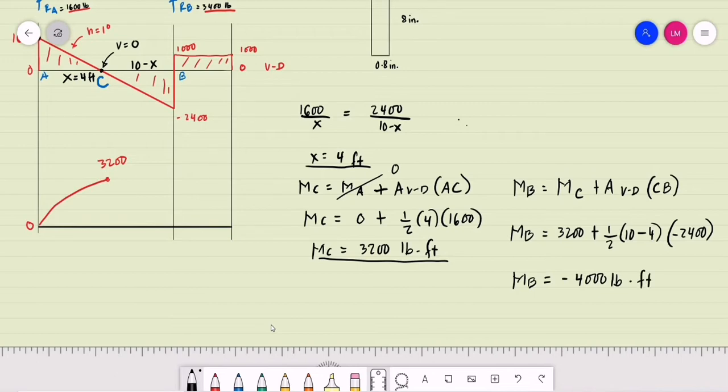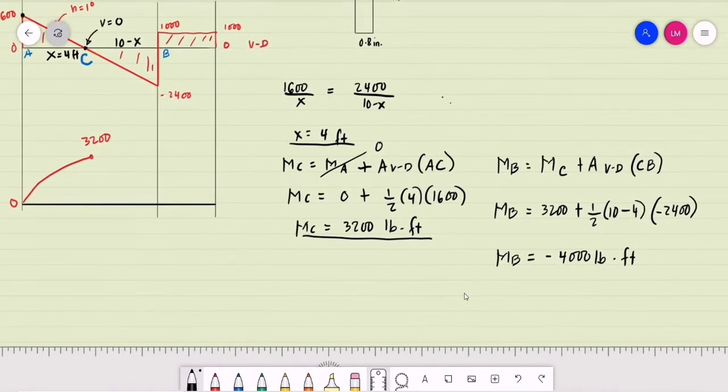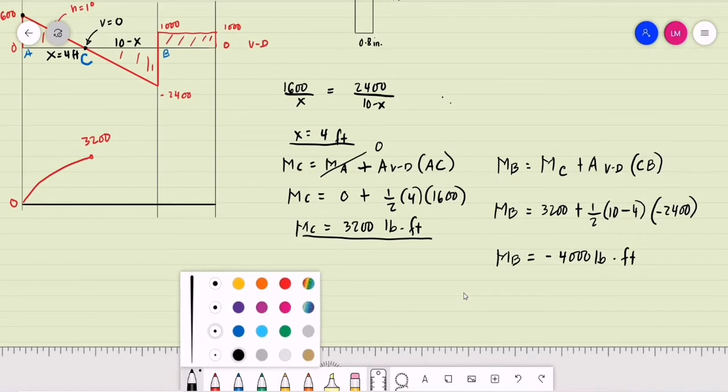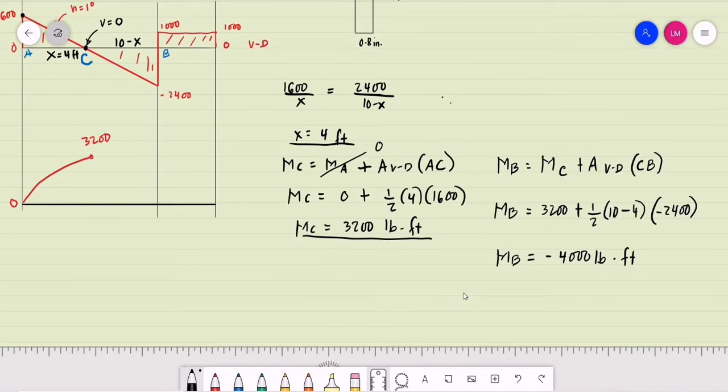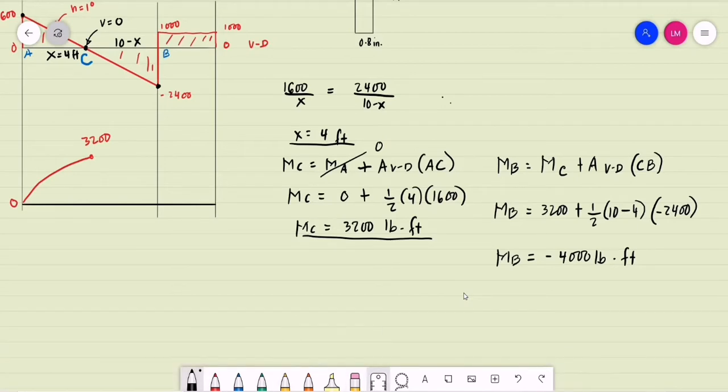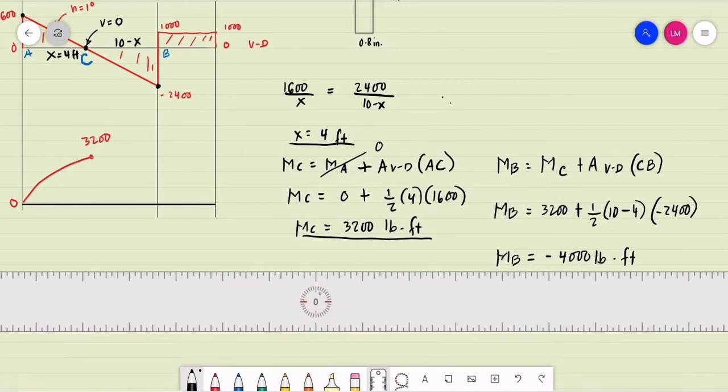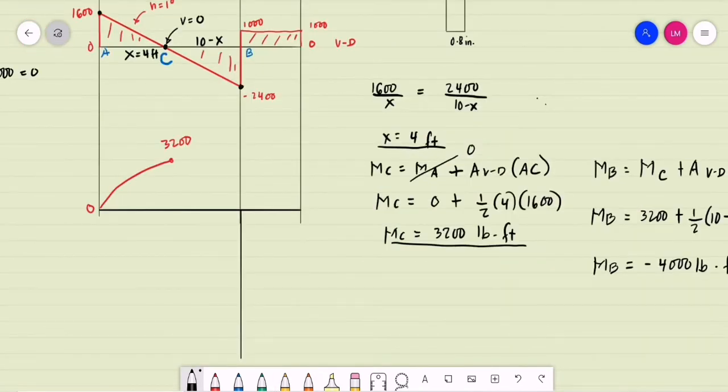Okay, so we may assume that this value of the moment at B is the maximum negative moment. If we observe our shear, from 0 shear at C to a negative shear at B, that is a curve that also opens downwards. It starts from 3,200, so we go down to a value of negative 4,000.